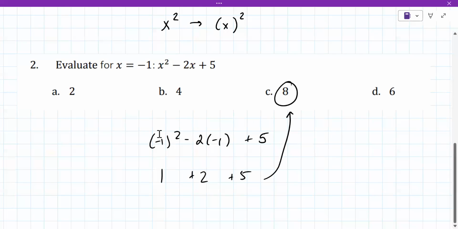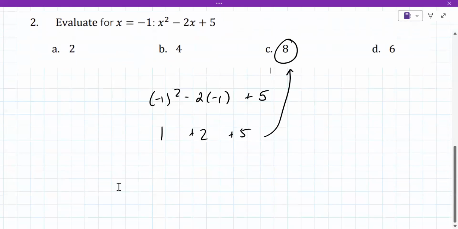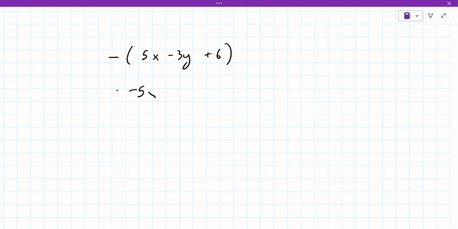Okay. Now, before we go on to this next question, just a quick reminder. Let's say you have a negative outside parentheses, like negative (5x minus 3y plus 6). Do you remember what this negative does when it's on the outside of parentheses? It makes everything negative? Or changes the signs. Yeah, changes signs. So negative 5x plus 3y minus 6. Now, what if you had a 2 on the outside of the parentheses? What would it do? Distribute 2 into everything. Okay, very good.